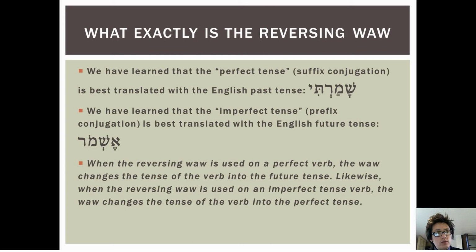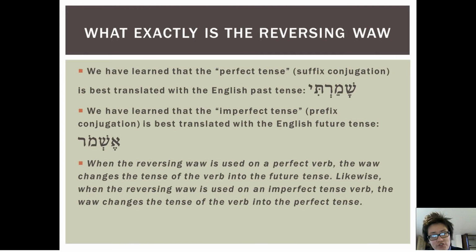Okay, let me begin with what we already know. We've learned that the perfect tense, or the suffix conjugation, is typically best translated with the English past tense. So shamarti, I guarded, is how we would normally translate that verb. We've also learned that the imperfect tense, or the prefix conjugation, that is the conjugation that always has prefixes and sometimes suffixes, is typically best translated with the English future tense. So we have eshmor, which we would normally translate as I will guard, from the root shamar, so first common singular, pa'al, imperfect.